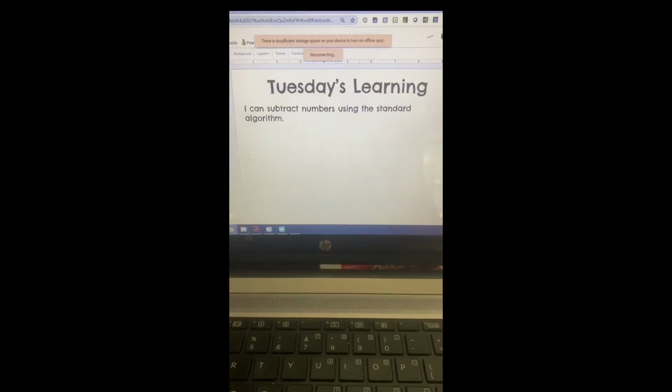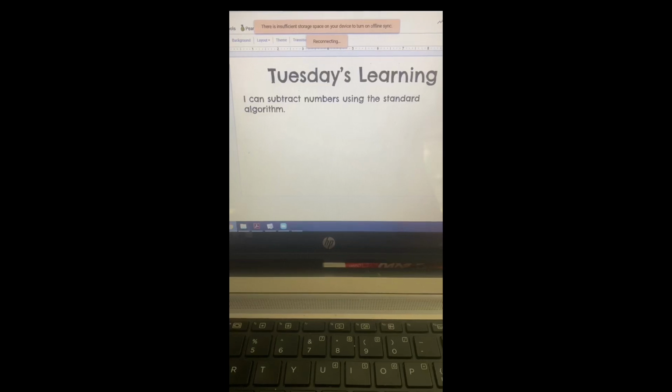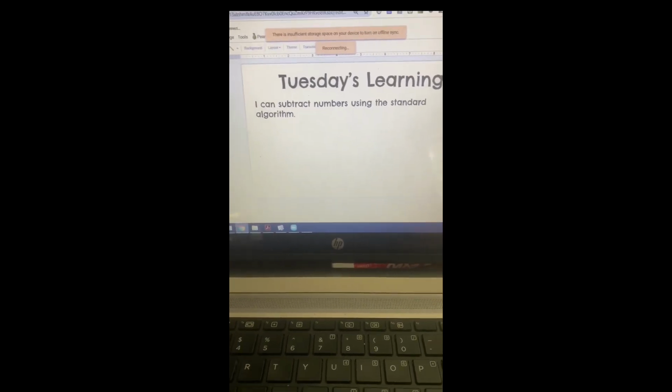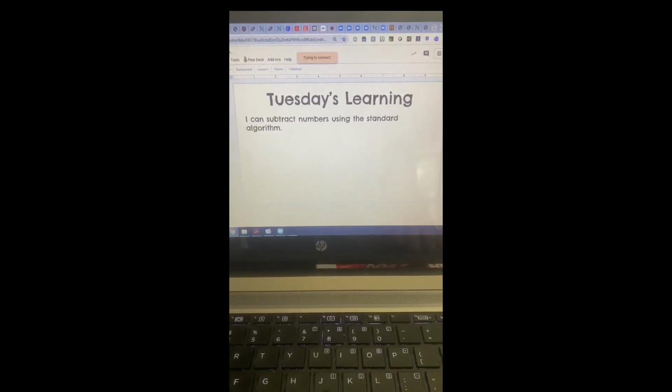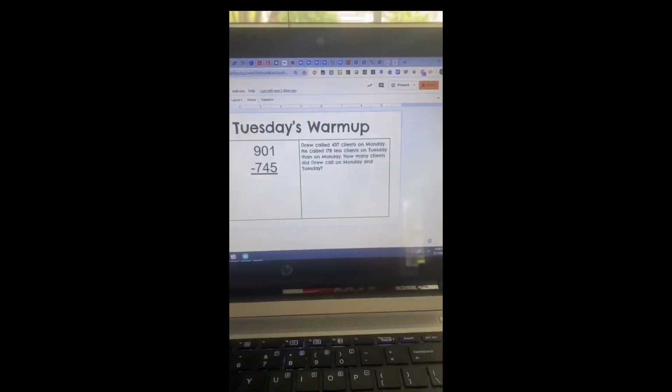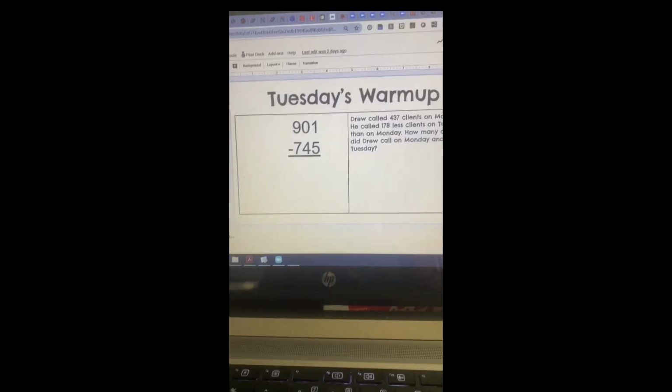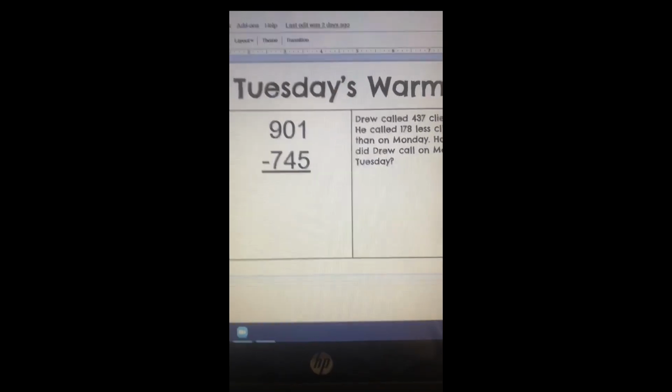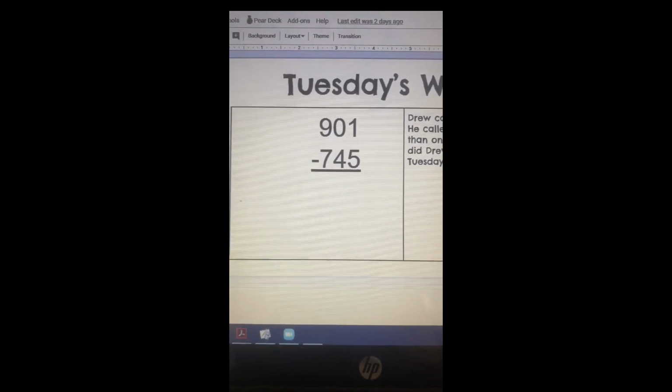I hope that you've got your pencil, your paper, and you are ready to get started with today's lesson. All right, so what we are going to be learning today is subtracting numbers using the standard algorithm. We're going to continue doing that. We're going to start off with our warm-up, and I'm going to give you about a minute and a half to solve this problem.